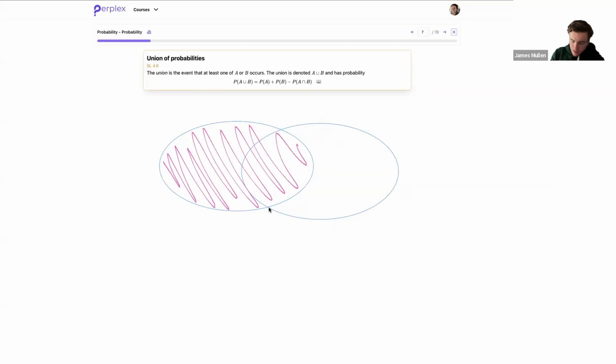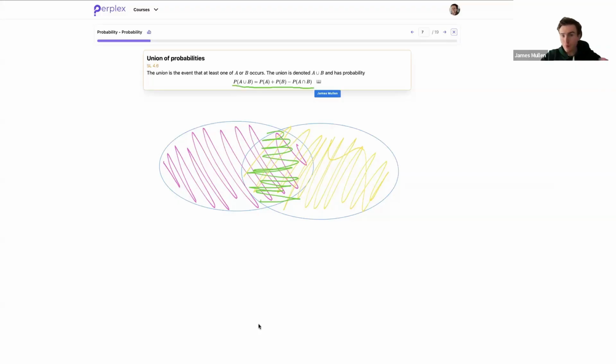But there's an issue, right? Now you see that this portion in the middle has been counted both as purple, pink, and yellow in my little diagram. So I've counted this region twice. So I have to subtract out the area that is in both of them. And what is that area? Well, that's the intersection. So that leads me to the formula, which is in your booklet, that the probability of A or B is equal to the probability of A plus the probability of B minus the probability of the intersection of both happening. Okay?